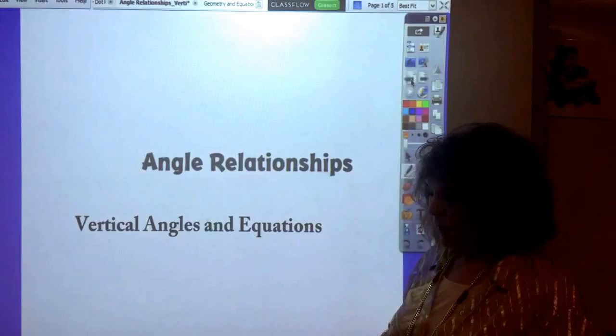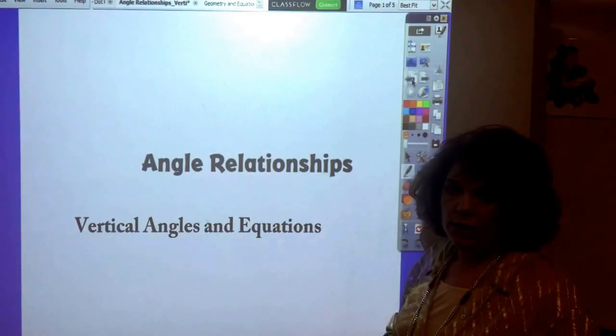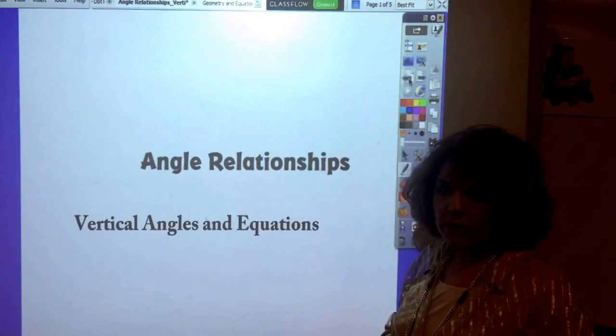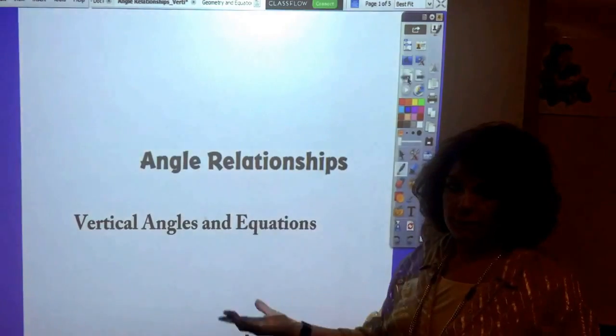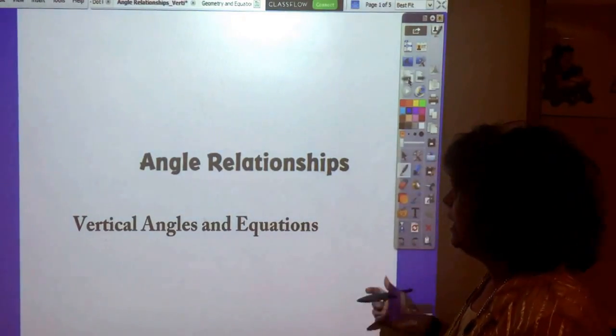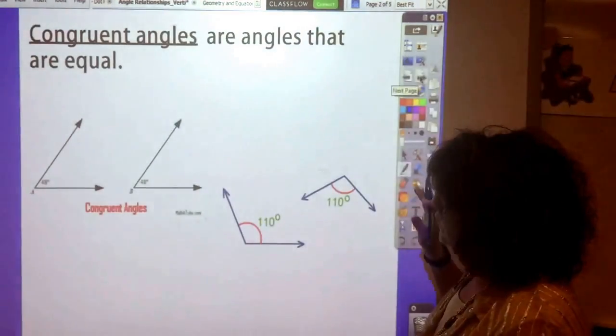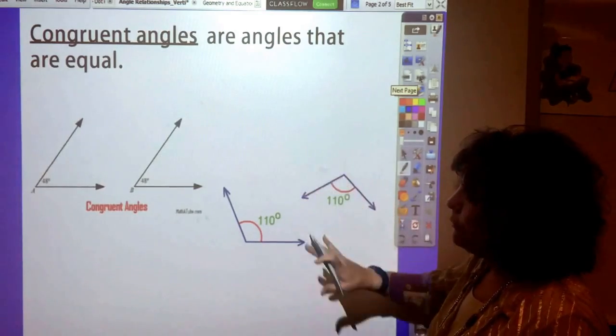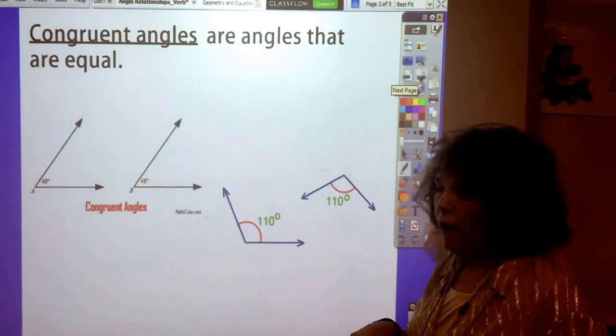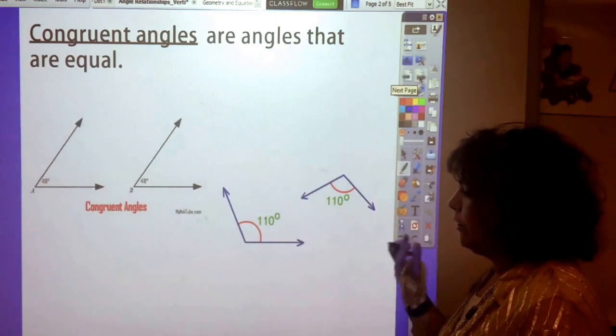Okay, this video is about using equations to find a missing term or an angle with vertical angles. So it's a specific type of angle. Just a refresher, congruent angles mean that they are equal. And there are certain angles that are congruent.